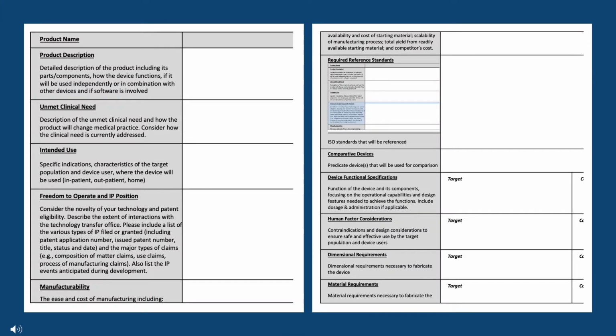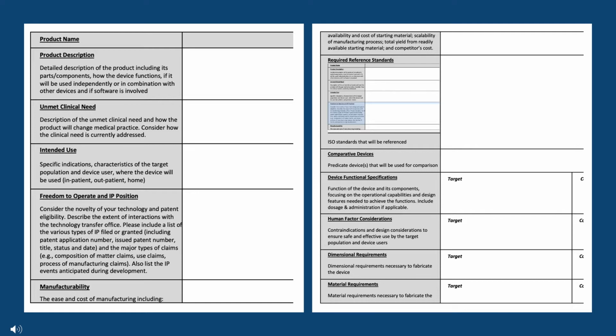This is an example of a TPP for a medical device. In the first column, you can enter information about the product description, talk about how the product functions, what it is intended to do. Second, the unmet clinical need, what opportunity is created in the marketplace for your device. Third, the intended use, where the device might be applied. Perhaps it's surgically implanted in an OR, or perhaps it's used at a patient's home bedside.